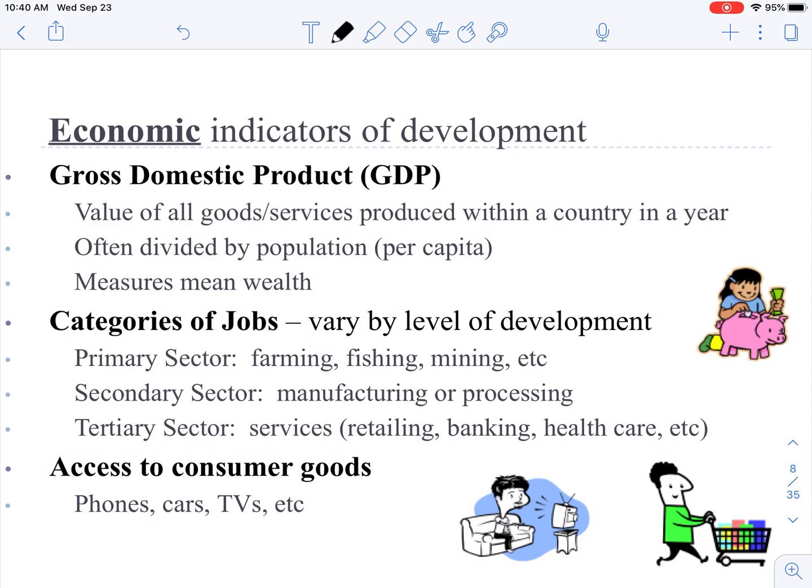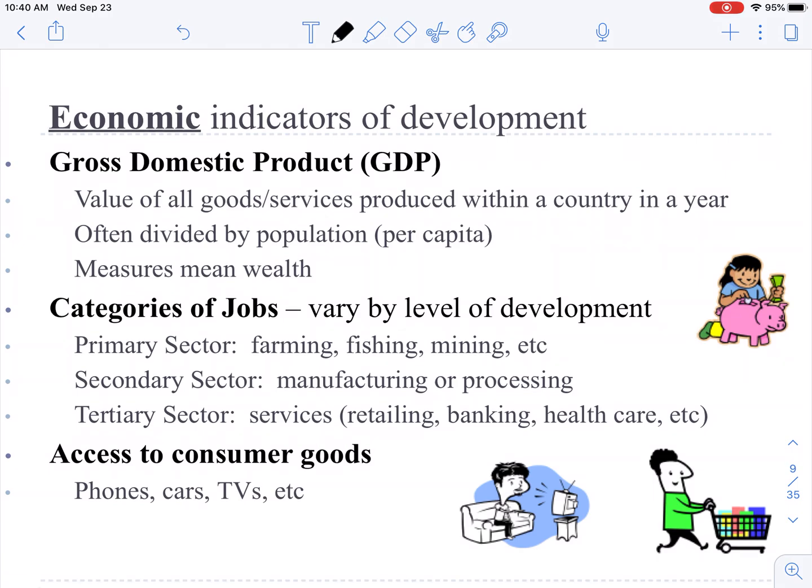Lastly, we can look at the amount of technology available in a country, or the consumer goods that are there. Phones, cars, TVs are examples of these consumer goods.